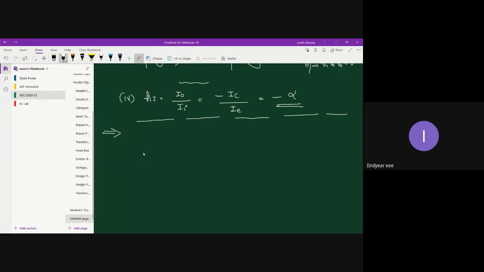So write down: for the fixed bias based amplifier circuit, determine ZI, Z0, AV, AI. For the fixed bias based amplifier circuit, determine the following.